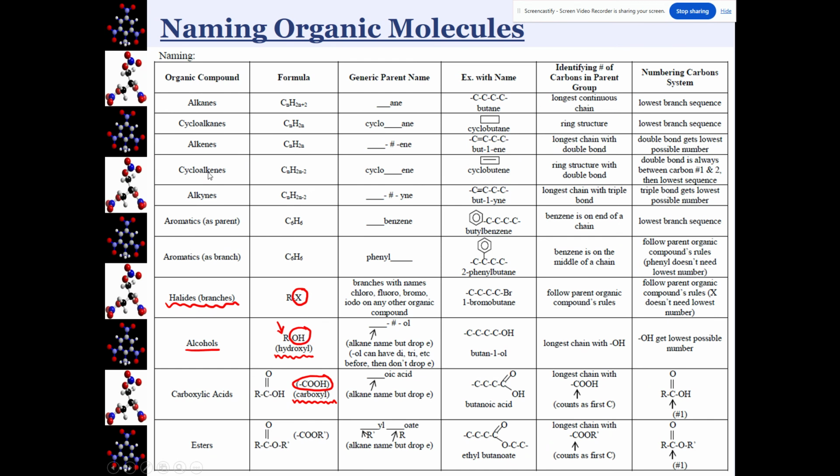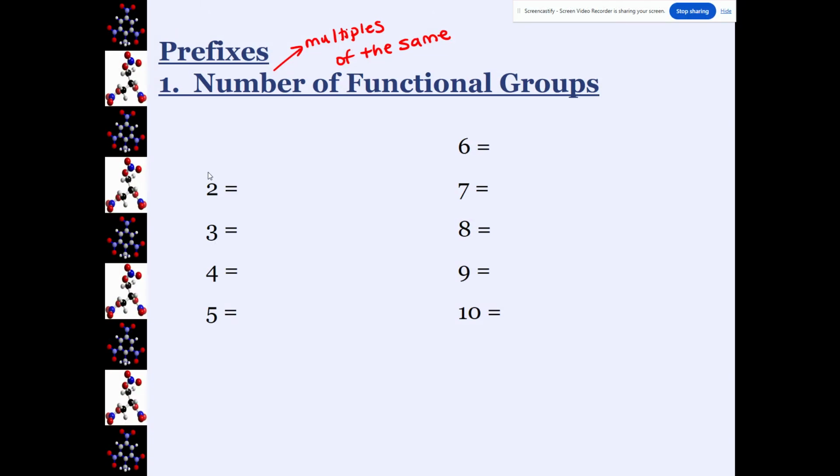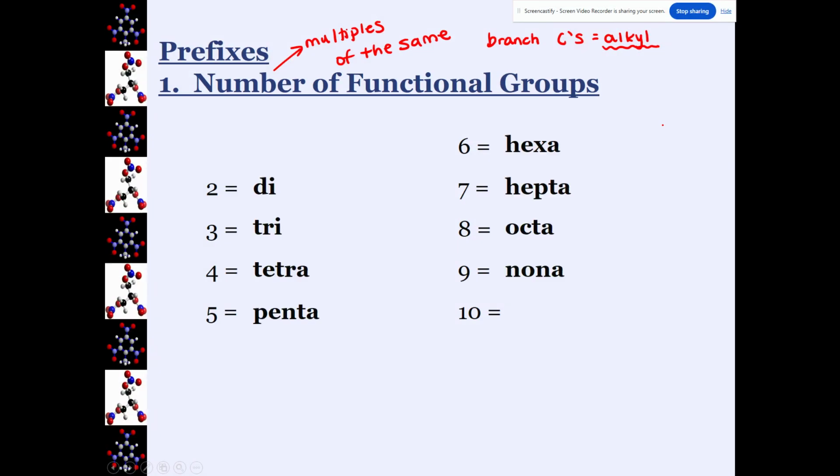And what's not on here are branches, okay? And a branch is when you have a carbon coming out of the middle of a parent chain or ring structure. A branch is made of carbons, and they make something that we call an alkyl functional group, okay? So when you have an alkyl functional group, multiples of the same, then again, we can go back and use these prefixes, okay? This will all make more sense when we get into some examples, all right?